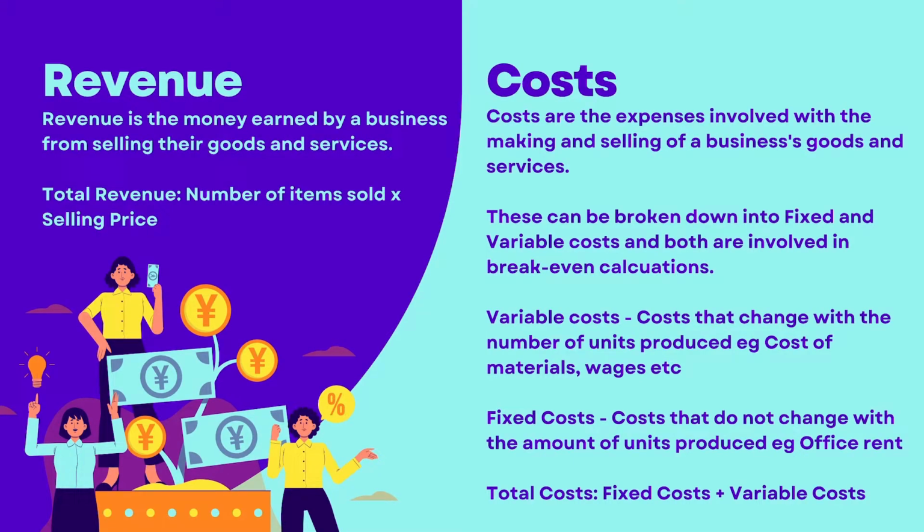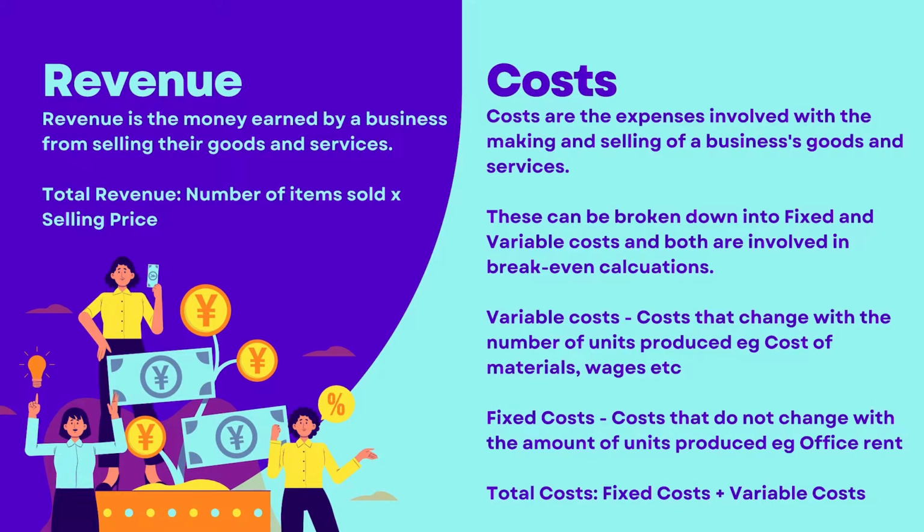Revenue and costs. So you may have already been over revenue and costs in lessons, but we will quickly go over them again now. The definition of revenue is the money earned by a business from selling their goods and services. And we calculate total revenue by multiplying together the selling price of our product by the number of products that we sell. That's the second formula we're going to need.